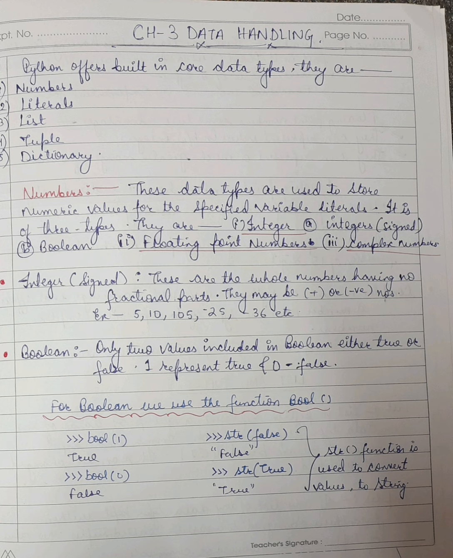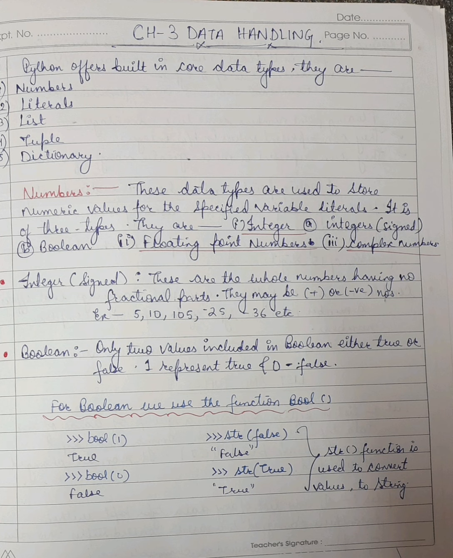So integers are whole numbers having no fractional parts. They may be positive or negative numbers. Examples: 5, 10, minus 25, minus 36, etc. Then second, boolean. Only two values are included in boolean, either true or false. One represents true and 0 represents false.